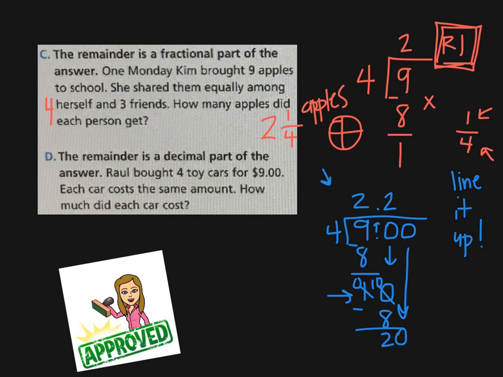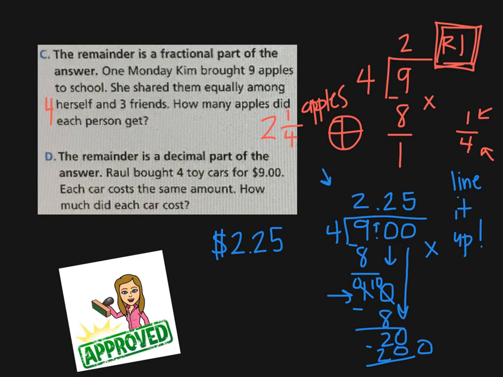20. 4 goes into 20 perfectly 5 times. 4 times 5 is 20. Subtract 20 minus 20, 0. So now, no more numbers to bring down. No remainders when you're working with decimals, which is beautiful. So this would mean that Raul spent $2.25 on each car.